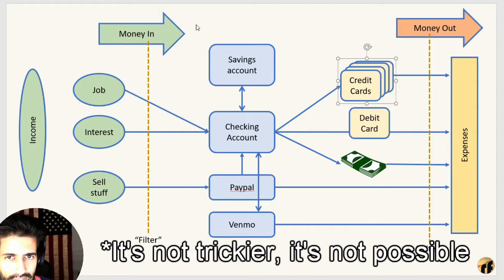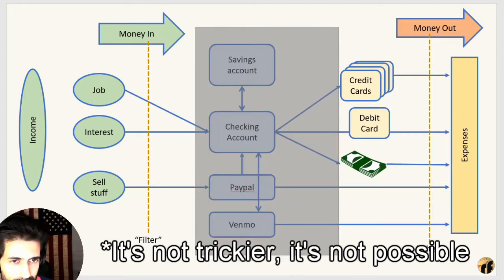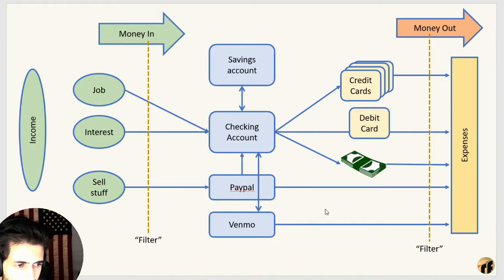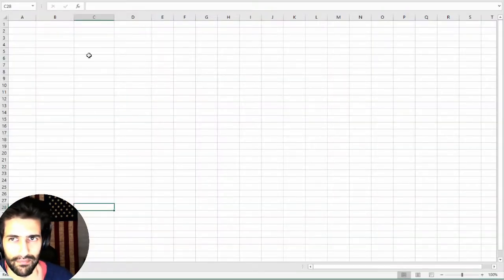It's a little bit trickier to do that for accounts that you have, like savings account, checking account, PayPal, Venmo, and stuff like that, because there's not a nice place where all that information is just stored for you and publicly accessible. But all right, so to go ahead and get started, I'm going to open up an Excel file here.